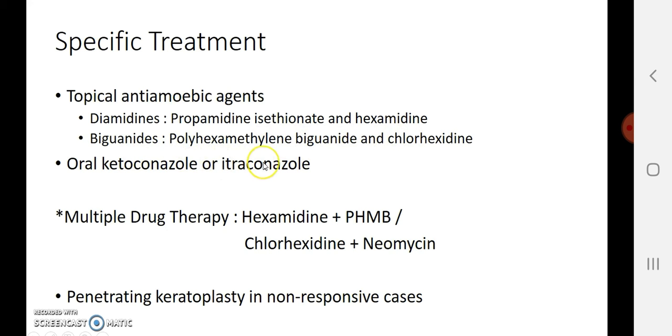Oral ketoconazole or itraconazole can also be given. Multiple drug therapy is usually given for many months. The drugs commonly used are hexamidine plus polyhexamethylene biguanide and chlorhexidine plus neomycin. Penetrating keratoplasty can be done in non-responsive cases.